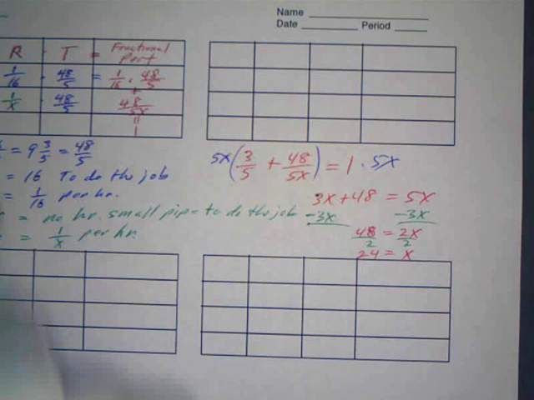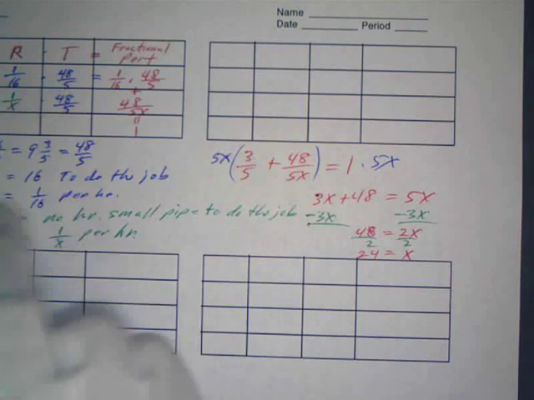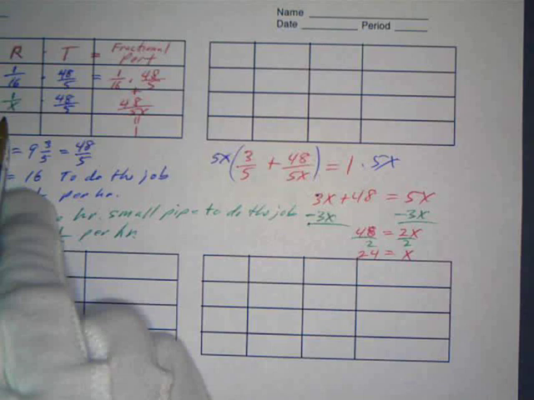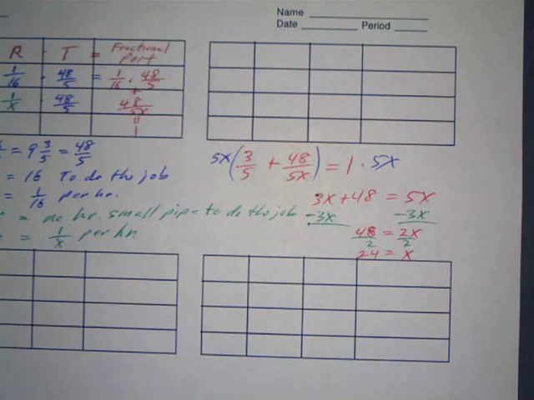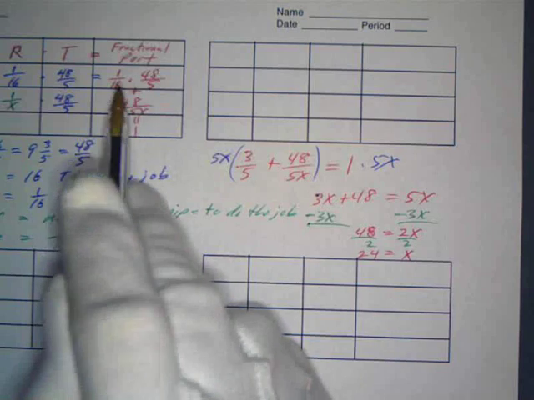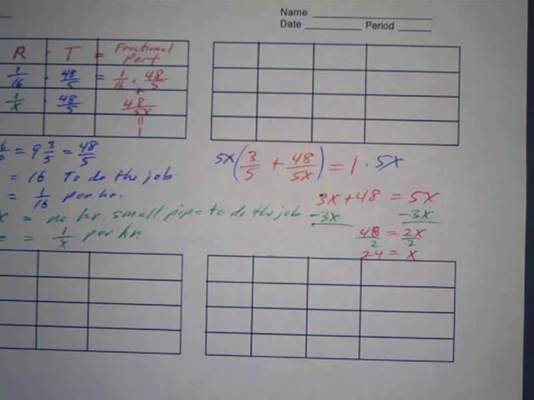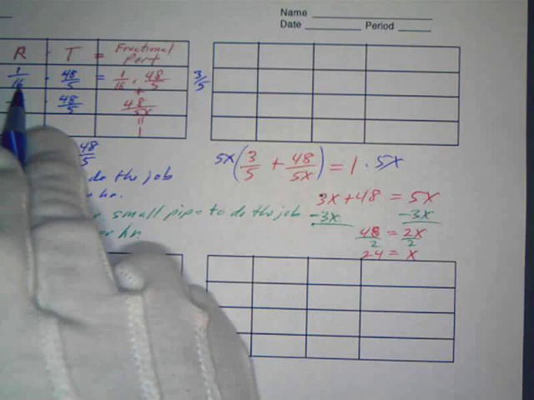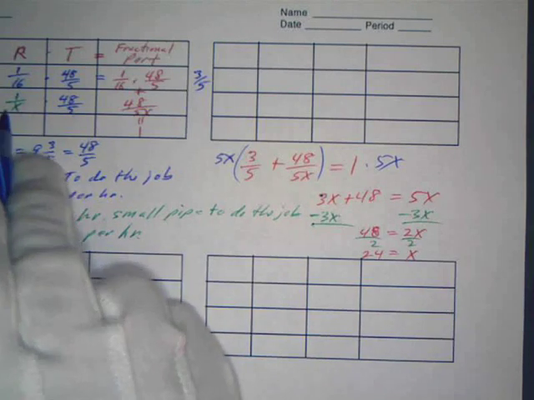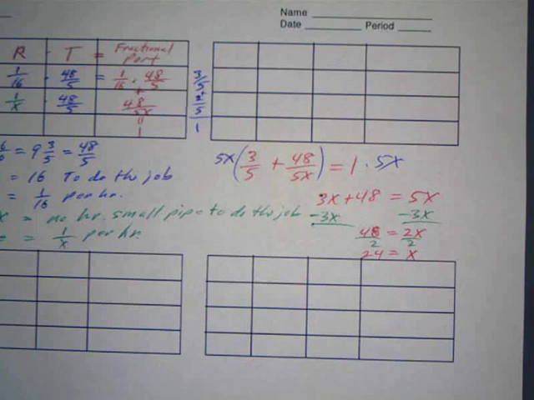And you could check this. You could multiply 1/16 times 48 over 5, and then 1 over 24, that would be the rate, times 48 over 5, and you're going to get 1. Because this is actually 3/5, right? If I multiply that out, I would get 3/5 of the job is done in this time by the large pipe. And this is 1 over 24. 24 goes into 48 twice, so 2/5 of the job is done by the small pipe. And you see those add up to the whole job. 3/5 plus 2/5 is 1, or 5/5, or 1. Okay?